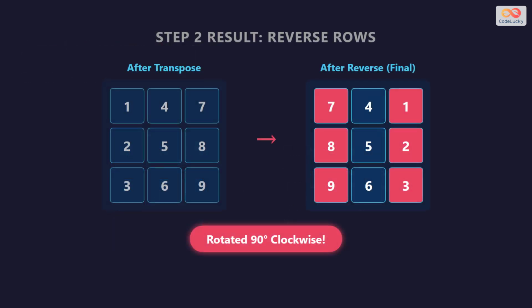After reversing the rows, we arrive at our final result. As you can see, the matrix is now perfectly rotated 90 degrees clockwise compared to the original input. We achieved this without creating a separate matrix storage.